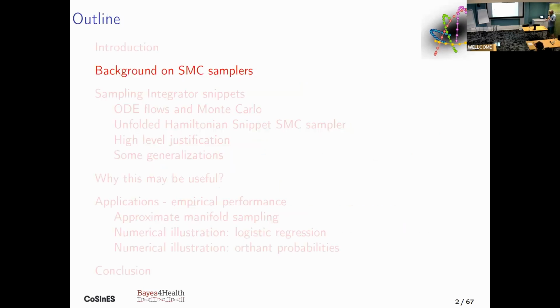Okay, so some background on sequential Monte Carlo samplers. So what are sequential Monte Carlo samplers? The first thing is that you're interested in sampling from some distribution mu that is defined on some space Z. And I won't assume too much about that distribution.